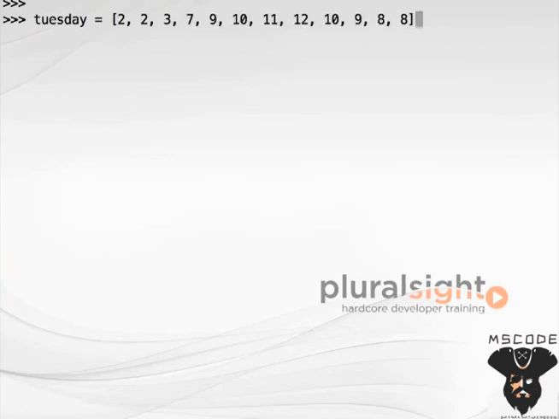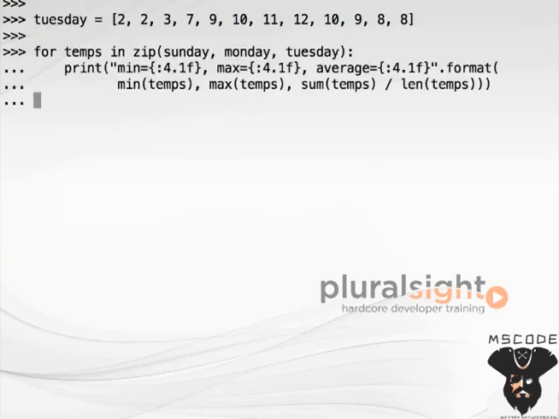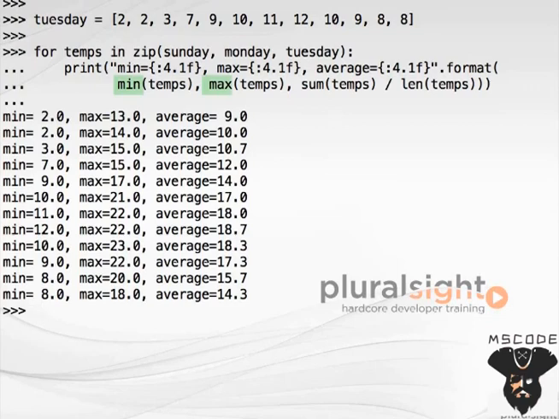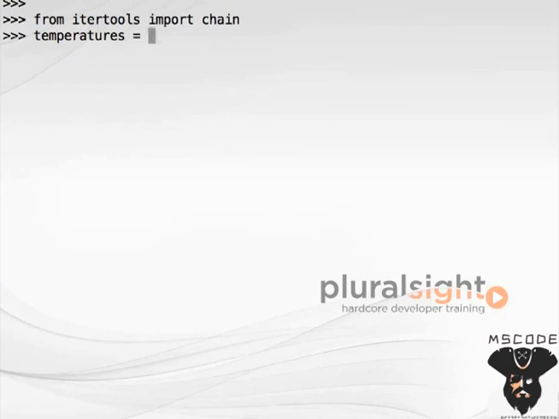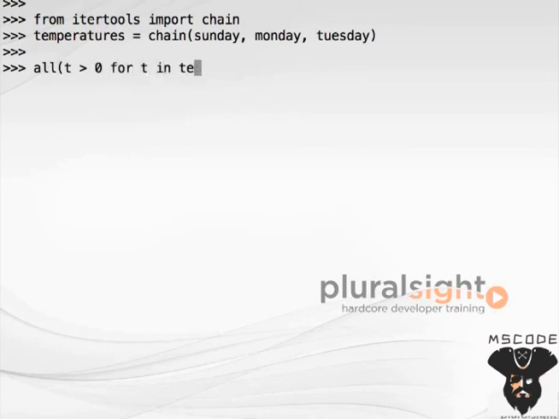Let's add a third time series and use other built-ins to calculate statistics for corresponding times. Here we use the min and max built-ins for the minimum and maximum temperatures, and the sum and len built-ins to compute the average temperature. Perhaps, though, we'd like one long temperature series for Sunday, Monday and Tuesday. We can then lazily concatenate iterables using itertools.chain, so this is different from simply concatenating the three lists into a new list. We can now check that all of those temperatures are above freezing point without the memory impact of data duplication.